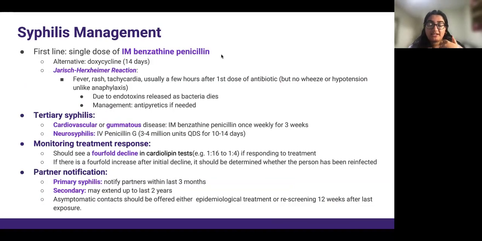In terms of the management, penicillins are used. Normally it's just one dose of IM penicillin. Alternatively, if they're scared of needles or if they have a penicillin allergy, then you can give doxycycline for 14 days. Something to look out for is a Jarisch-Herxheimer reaction, which is almost like an anaphylaxis style reaction, but it isn't actually anaphylaxis because there's no wheeze or hypotension. And you'd probably want to give them some paracetamol to manage the high fever.